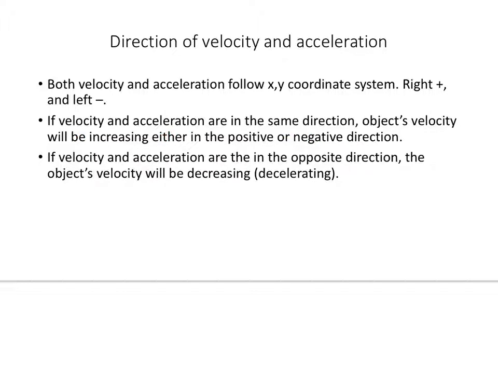If they're in the opposite direction, then the velocity is going to be decreasing, decelerating. So if the velocity is to the right, the acceleration is to the left, then the object is going to be slowing down as it moves to the right. Or, on the other hand, if the velocity is negative, moving to the left, and the acceleration is positive to the right, then the object is going to be slowing down or decelerating as it moves to the left.